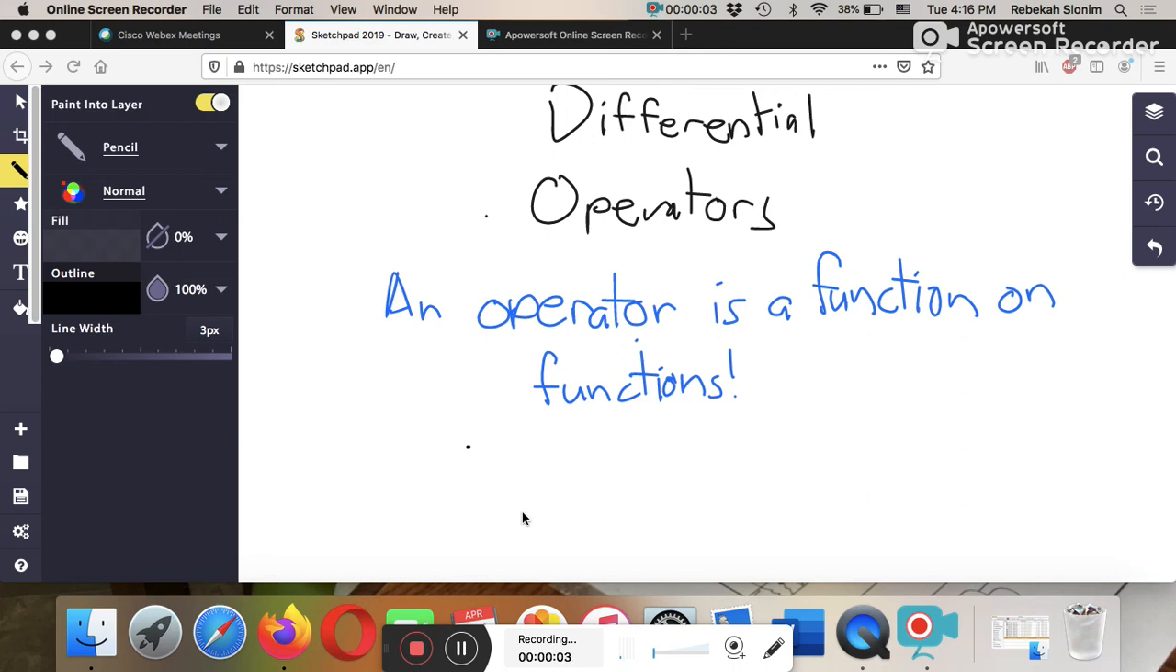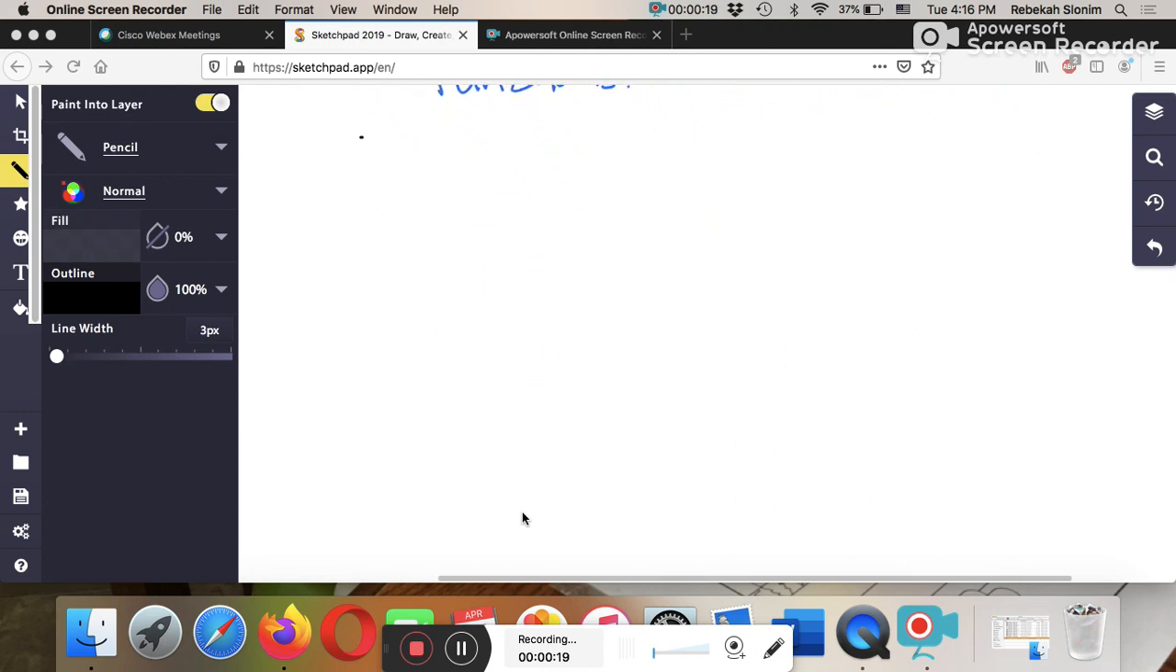Okay, so I want to talk about differential operators and do a little bit of an introduction. An operator is, you can think about it as a function that takes functions as its input and has functions as its output. So an operator is a function on functions. Let me give you an example of what I mean by that, because that's a mouthful to say and digest.